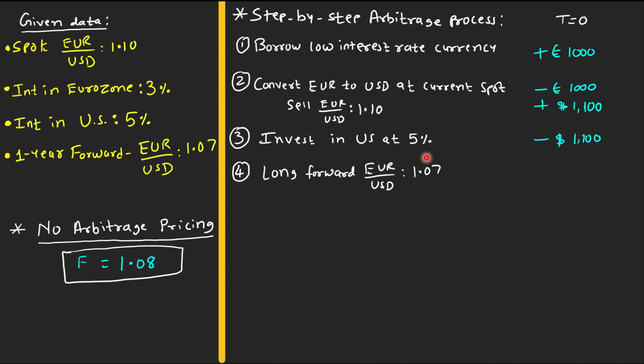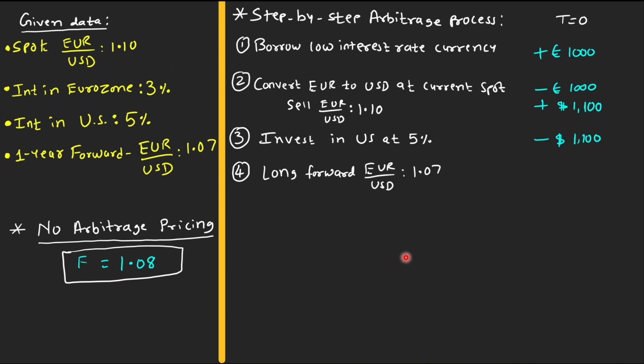The fourth step, at the same time, at time t equals 0, is we're going to go long a forward contract, or buy a forward contract EUR over USD, meaning we're going to buy euros back and sell USD. So after 1 year, once it matures, we're going to sell the USD and buy back the euros at 1.07, which is our forward rate. Because remember, we borrowed the euros, so we need to return those euros, right?